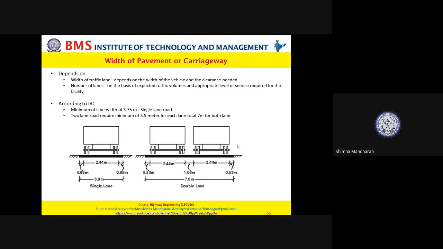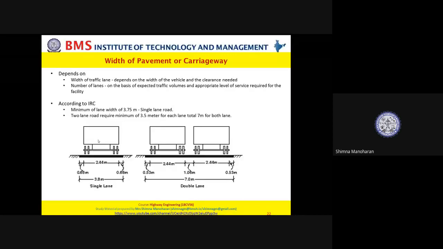If you remember, we have seen the cross section of a typical pavement. You have the carriageway, then you have the curb, you have the shoulders, and constituting all these, you have the total roadway width. So the width of pavement or carriageway depends on the traffic lane and the number of lanes.